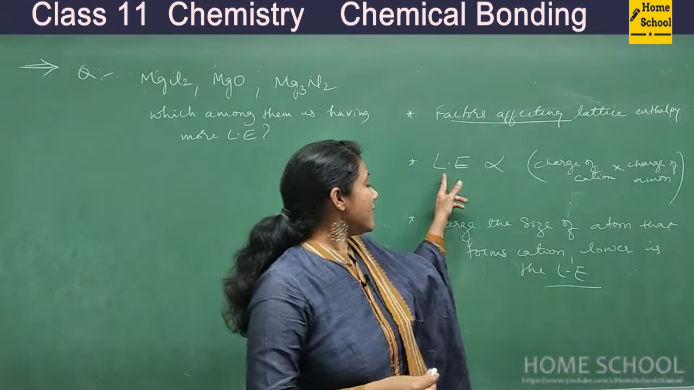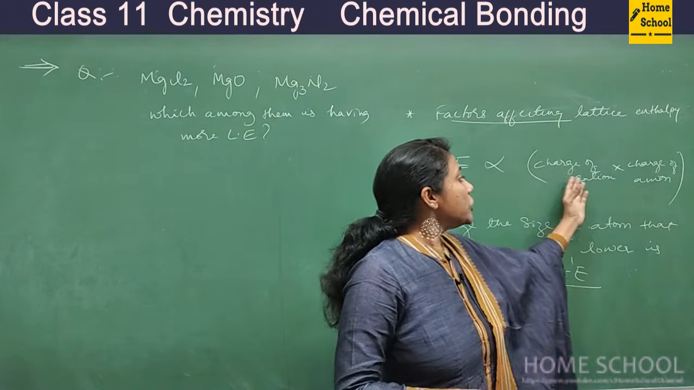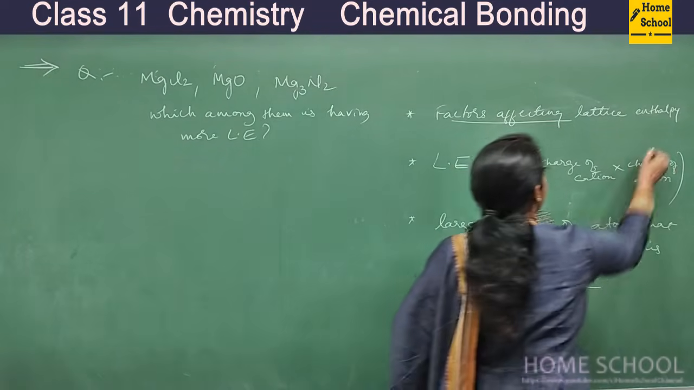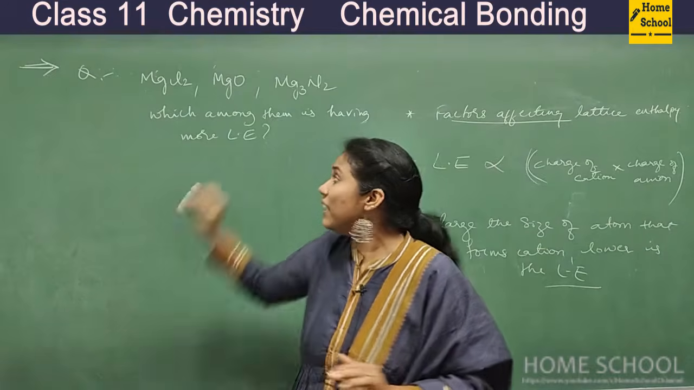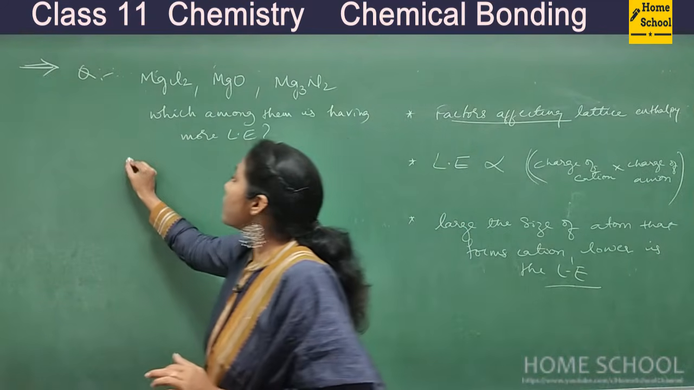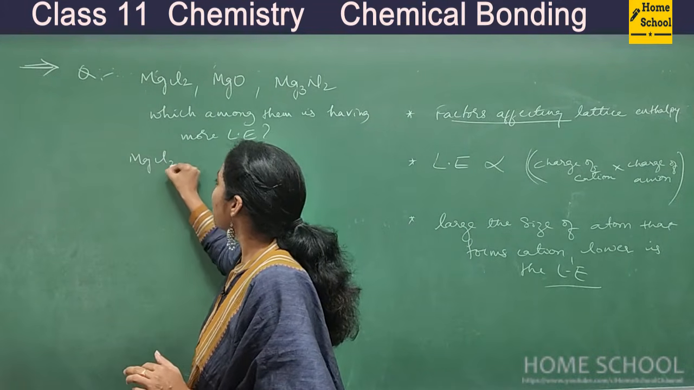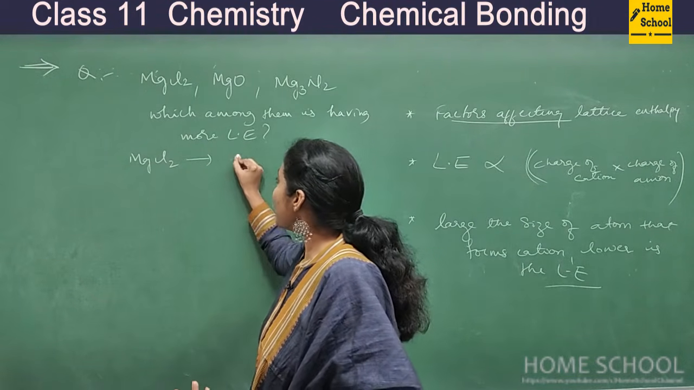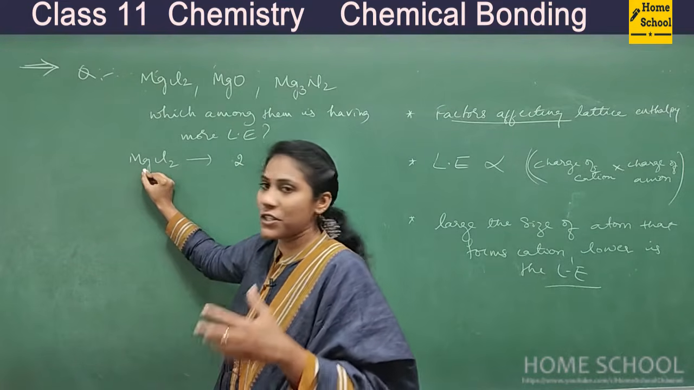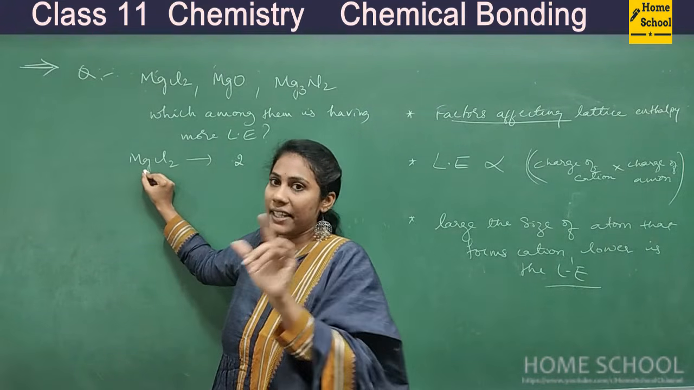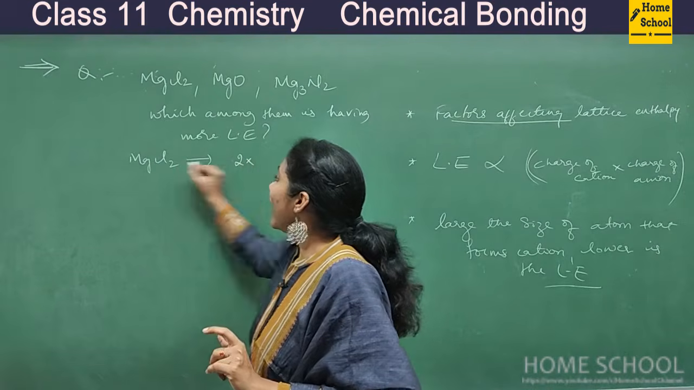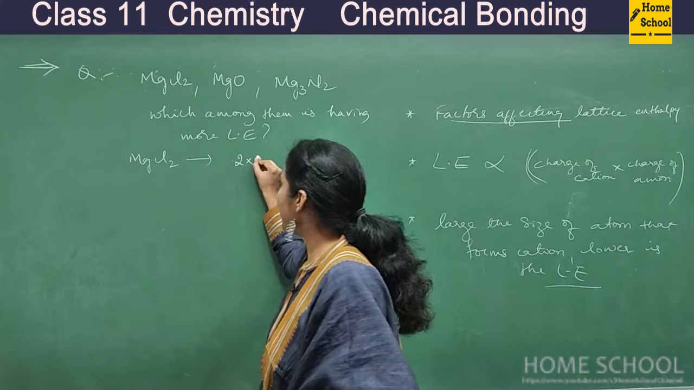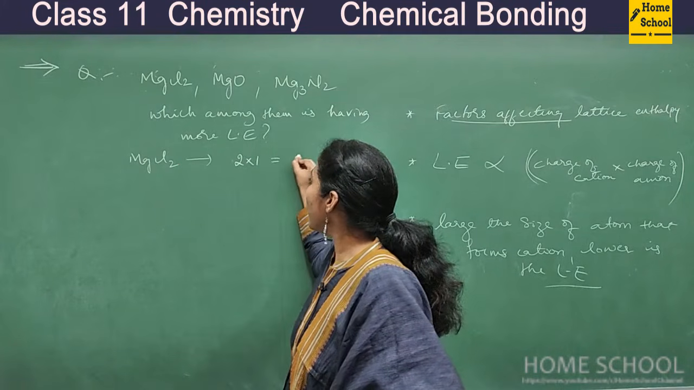Say lattice enthalpy is directly proportional to charge of cation into charge of anion. So first you calculate this charge of cation into charge of anion in all the 3 compounds. Okay, so first let me take MgCl2. What is the cation? Mg. What is its charge? Its charge is plus 2, don't worry about the sign, just take the numerical 2, into the anion Cl. What will be its charge? Its charge is minus 1, so that is just 1. So 2 into 1, 2.